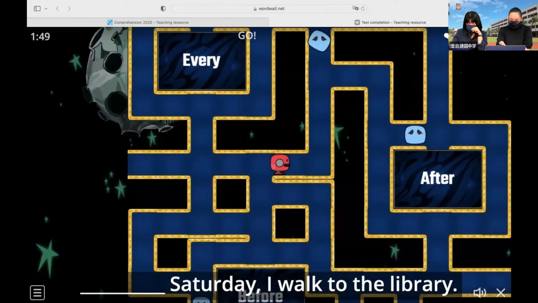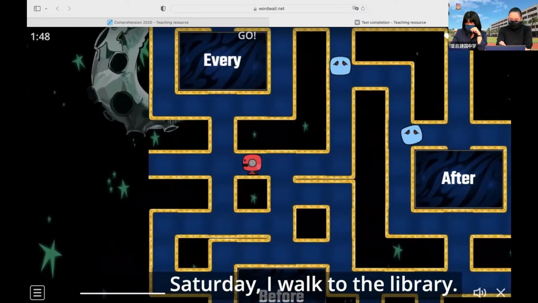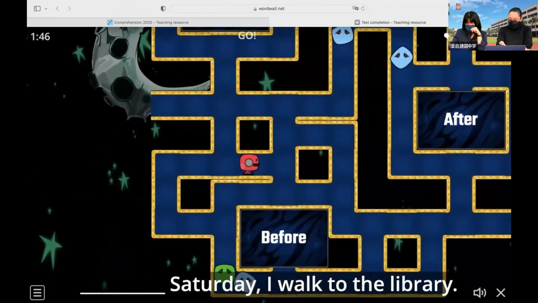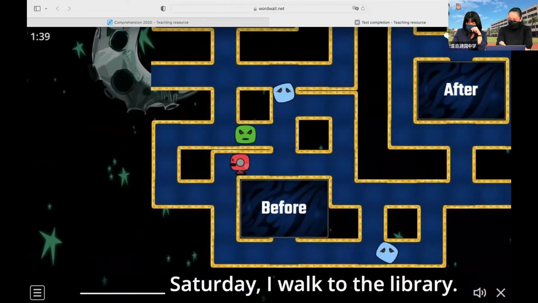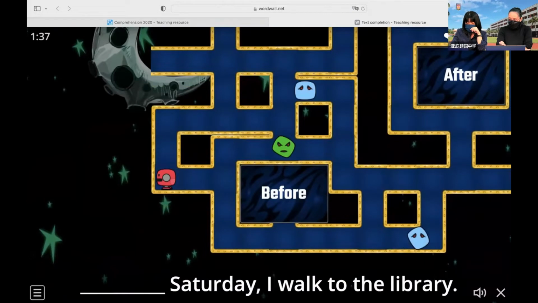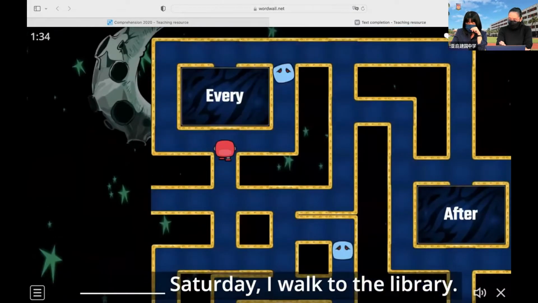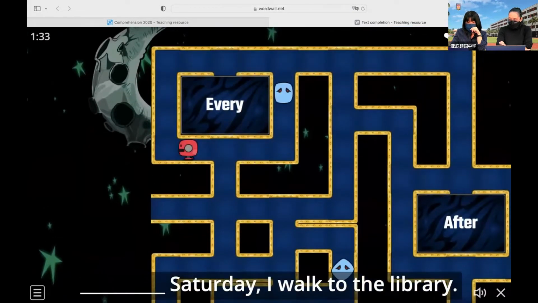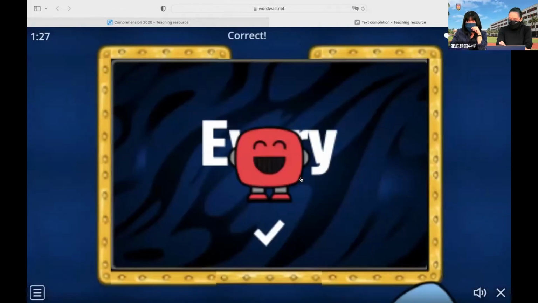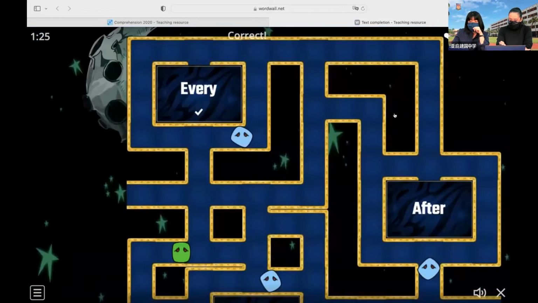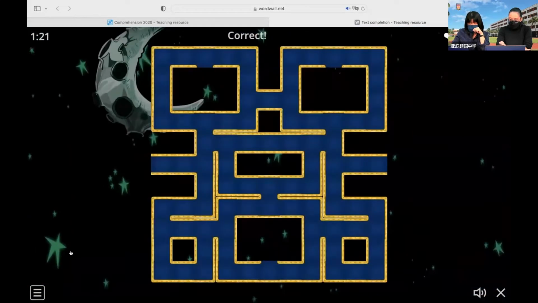Do you know what's the answer? So read the questions here. What Saturday? Before Saturday? After Saturday? Every. Yeah. Okay, so you need to quickly run to the correct zone to avoid the attacks of the enemy. Okay, are you clear? Yes. If you are clear, all right. So now our moderator will post the link here for you to try the question.